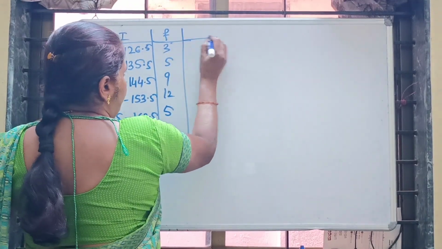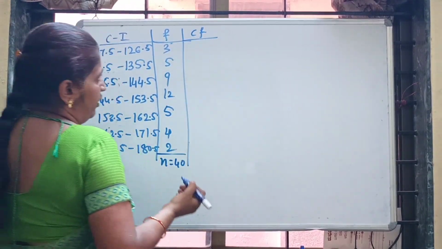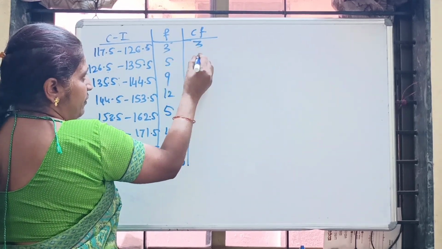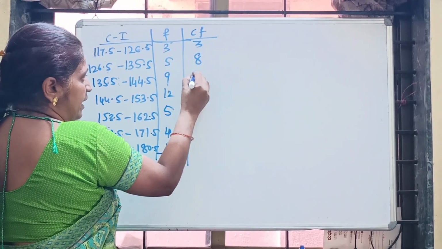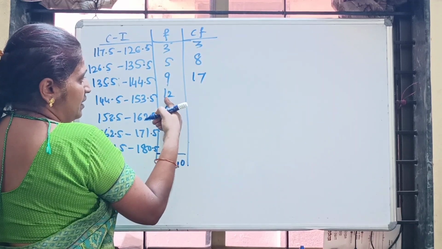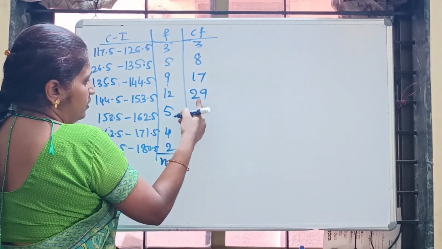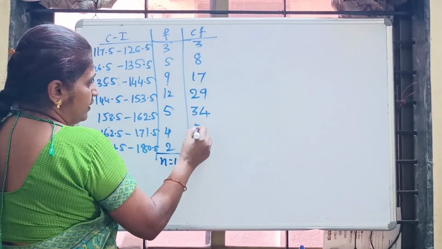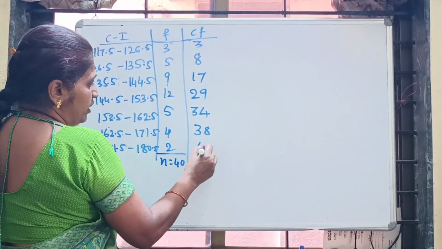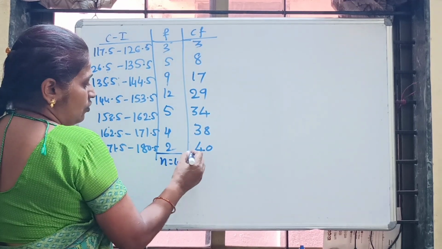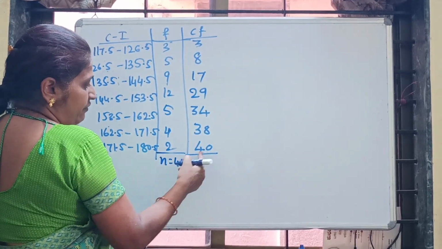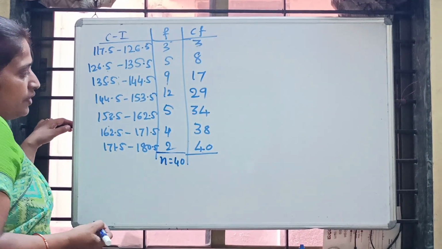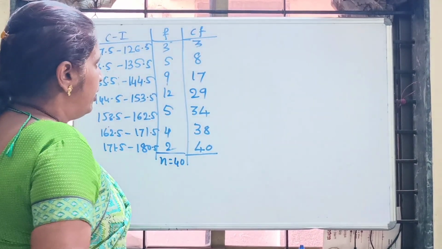Here one more column we need to write is cumulative frequency. The first one as it is, we write 3. 3 plus 5 is 8. 8 plus 9 is 17. 17 plus 12 is 29. 29 plus 5 is 34. 34 plus 4 is 38. 38 plus 2 is 40. In the last one we should get whatever n we have, children. Otherwise you have made a mistake somewhere. Otherwise it is correct, cumulative frequency.